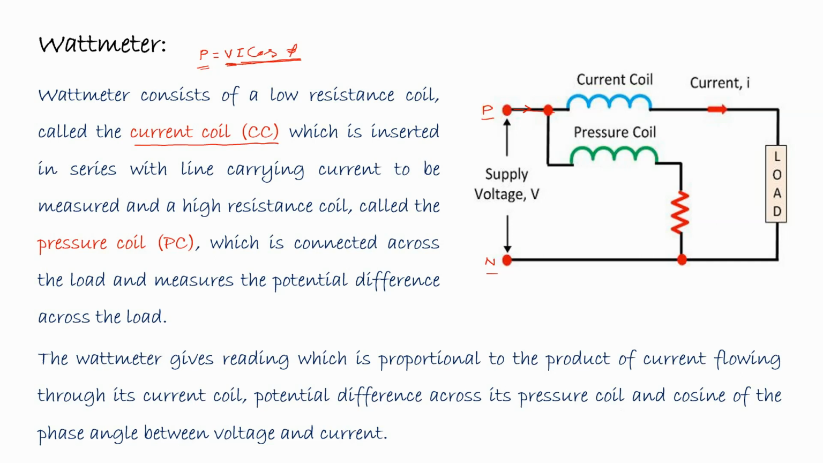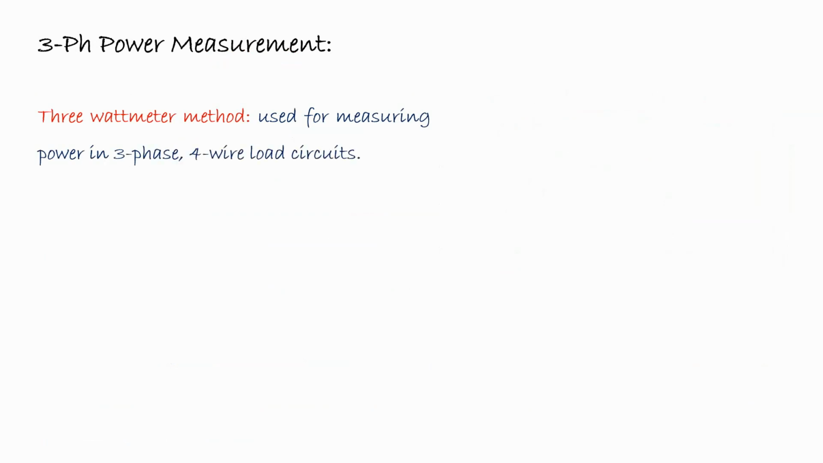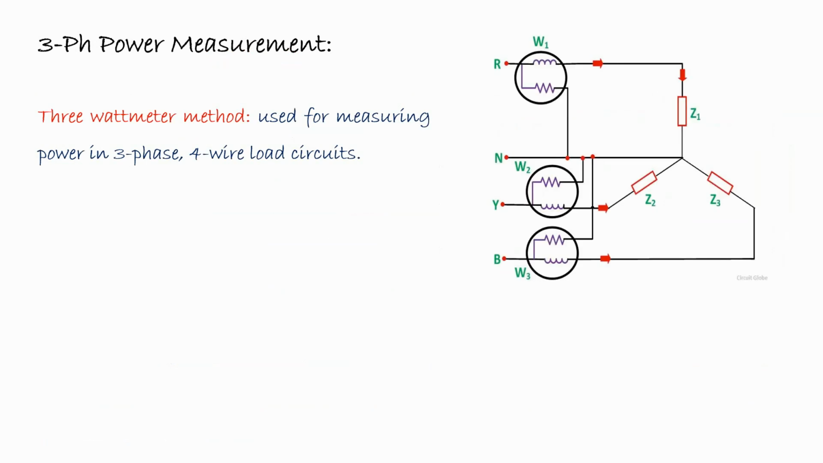Basically, there are three different methods to measure the three-phase power. The first one is called the 3 wattmeter method, used to measure the power in a three-phase four-wire load circuit. This is the connection diagram of the 3 wattmeter method of power measurement. Here R, Y, B are the three phases and N is the neutral terminal. Here the load is connected; it is considered as a balanced load, but it may or may not be balanced.